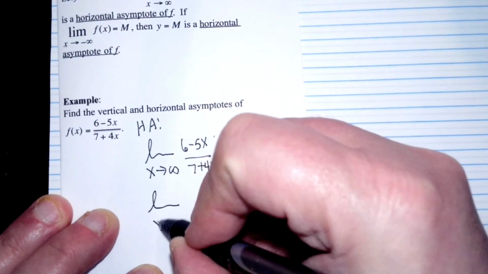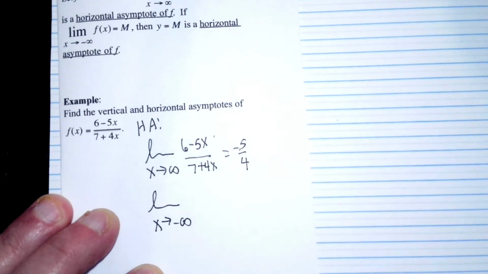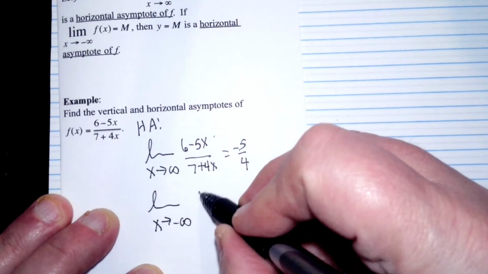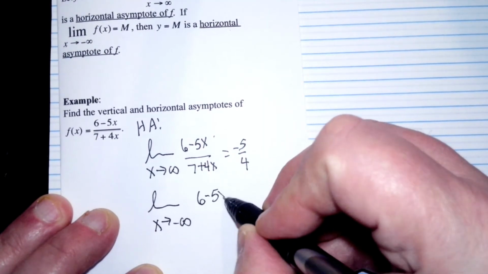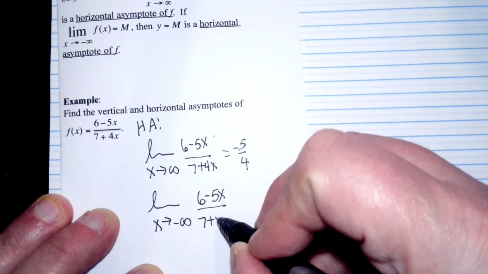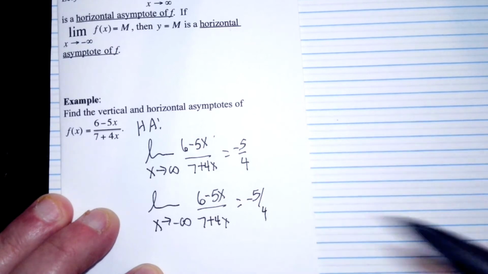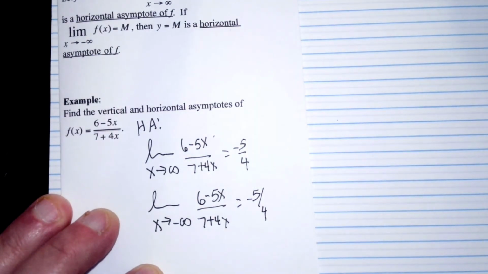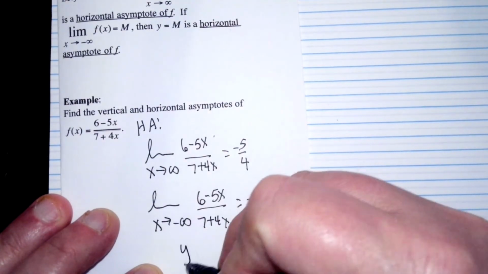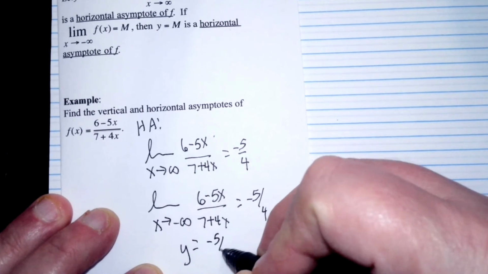And if we take the limit as x tends to negative infinity, well, the same thing is going to happen. We get negative 5/4 in each case. So the equation of the horizontal asymptote would be y equals negative 5/4.